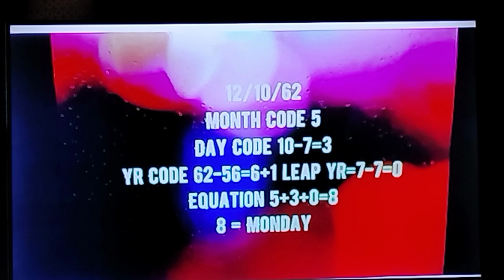Okay, let's guess another birthday, December 10th, 1962. Pause the video, do the math, and unpause it, and I'll give you the answer. Okay, if you got a Monday, you got it correct. The month code for December is a 5. We take the date 10, subtract it from 7 to get day code 3. We take the year 62, subtract it from 56 to get a 6. We add 1 leap year to 6 to get a 7, and this year zeroes itself out. Our equation is 5 for the month code, 3 for the day code, 0 for the year code. We get an 8, and 8 falls in the Monday column.